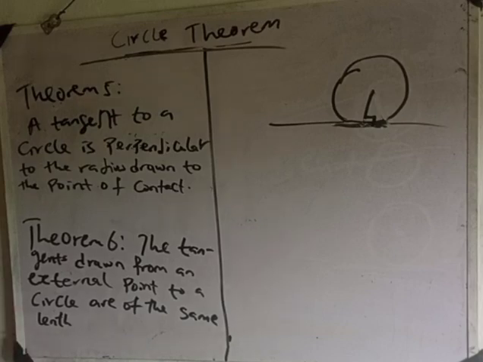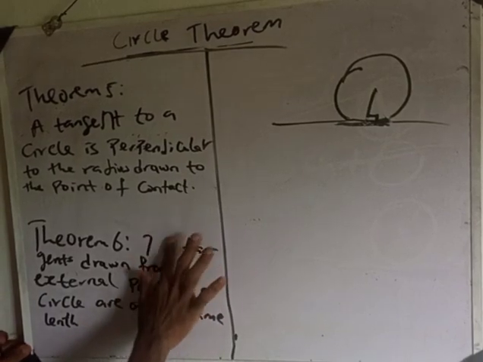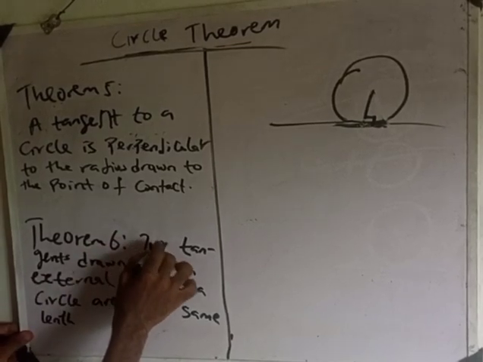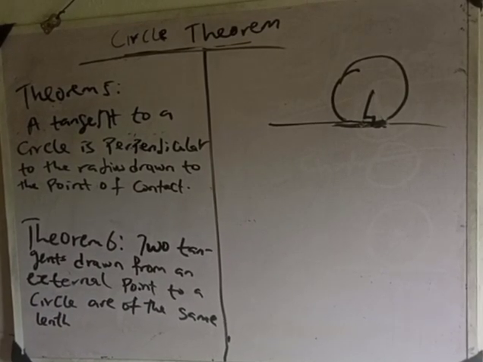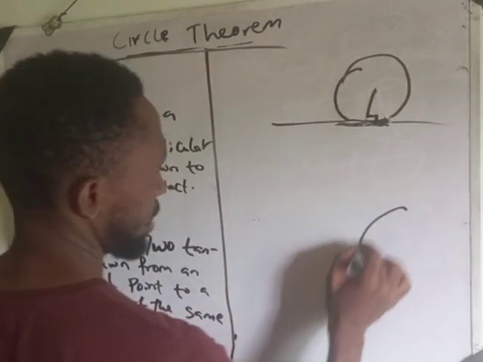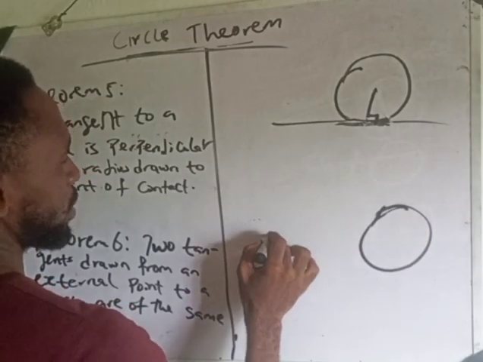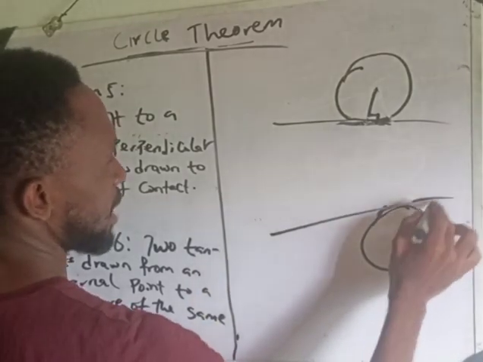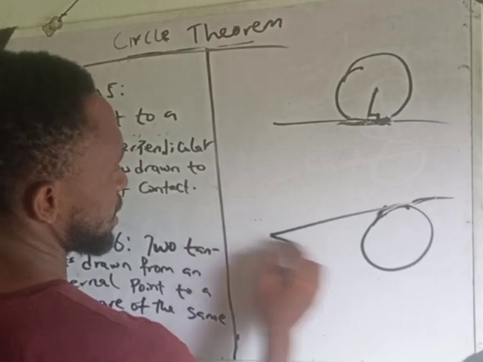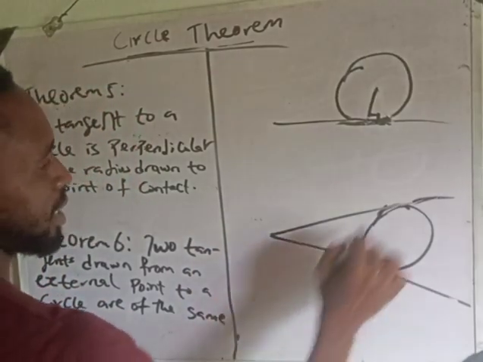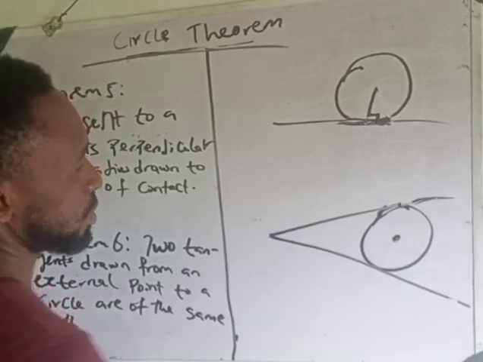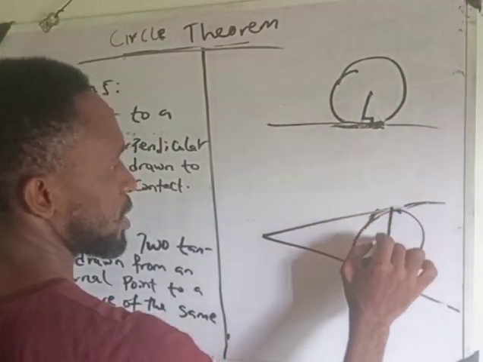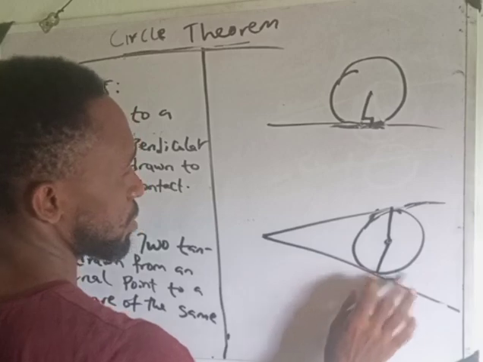The sixth theorem is that two tangents drawn from an external point to a circle are of the same length. Let's say I have a circle. Let's say this is our point of origin. I have a tangent that goes this way. I also have another tangent that goes this way, right? And let's say this is the center of the circle. So this is a radius. This is also a radius, right?